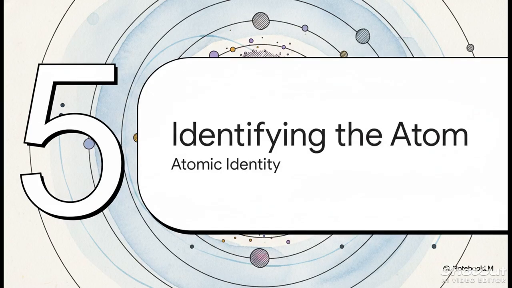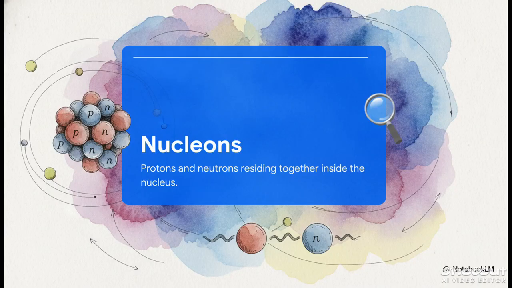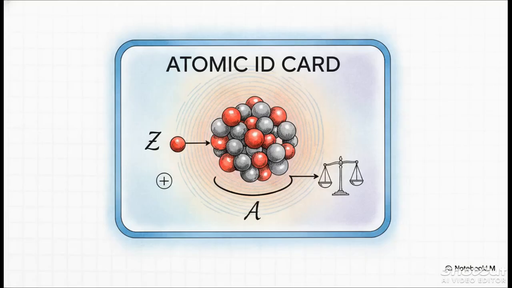Okay, Section 5, identifying the atom and its atomic identity. Let's leave those outer electrons for a moment and zoom right back into the very center of the atom. Remember Rutherford's dense nucleus? Well, the protons and neutrons live so incredibly closely together in that tiny central volume that physicists just group them together under one family name. They call them nucleons.